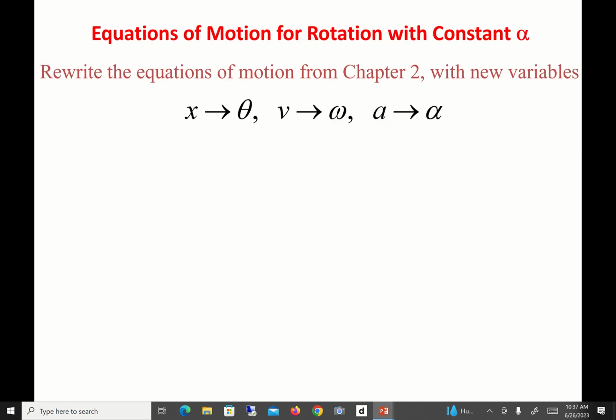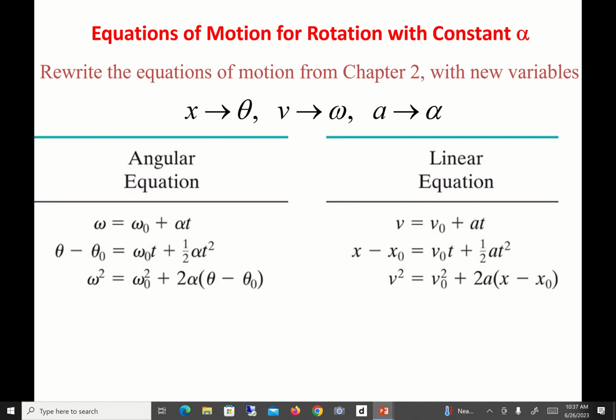So first of all, remember we change variable symbols for rotational motion. Instead of x, v, and a, we use theta, omega, and alpha, and the units for distance are going to be radians instead of meters. So you can see that the format of the equations is exactly the same. The only thing that has changed is which alphabet we use for the symbols.